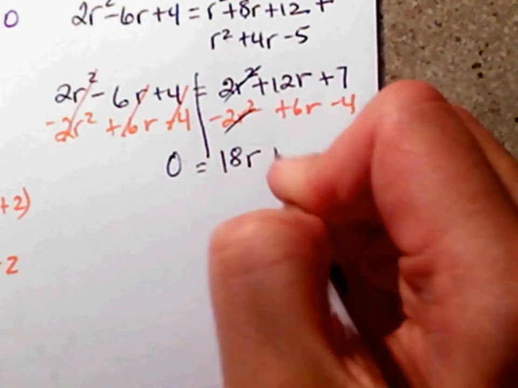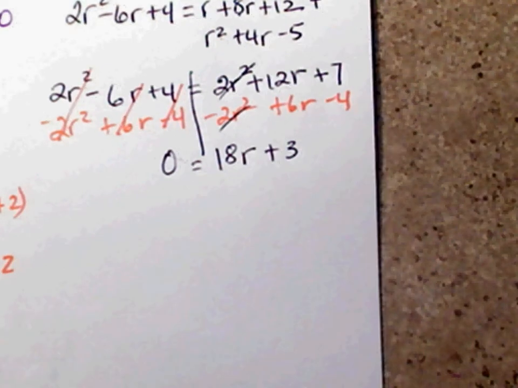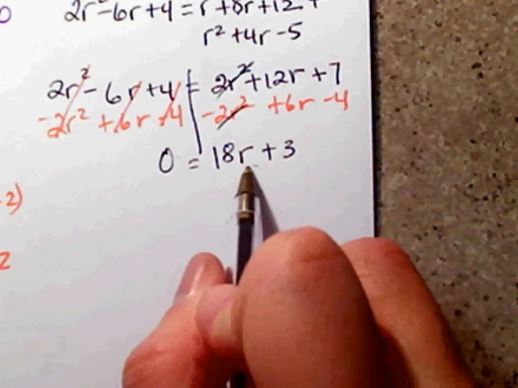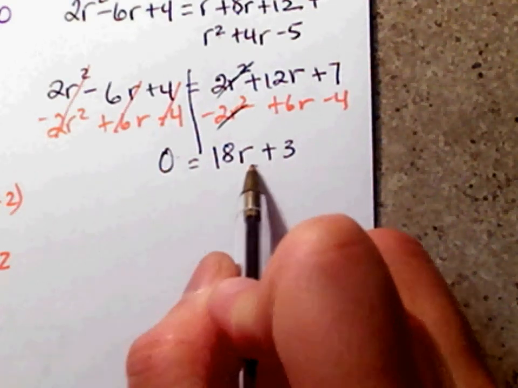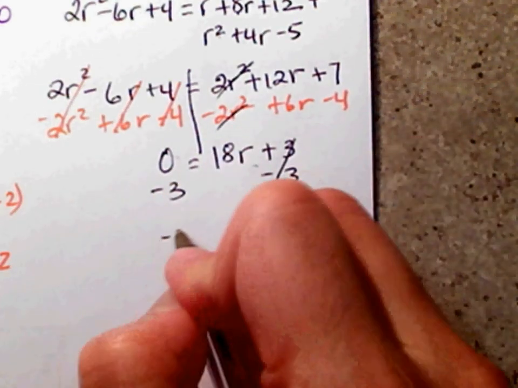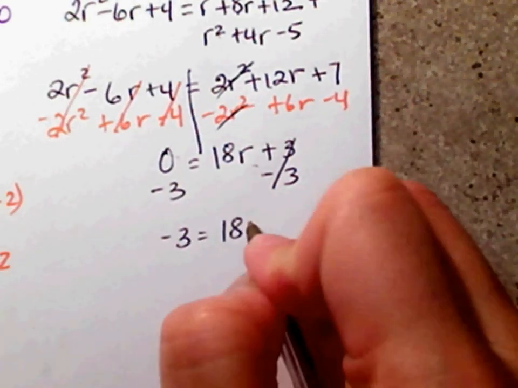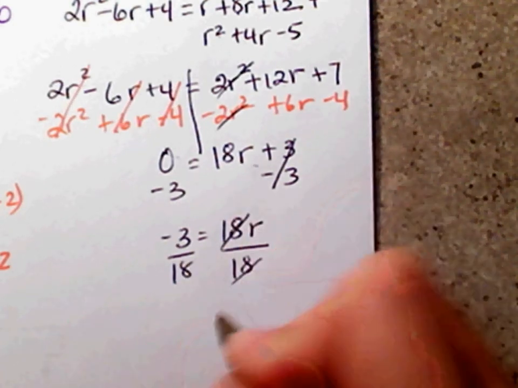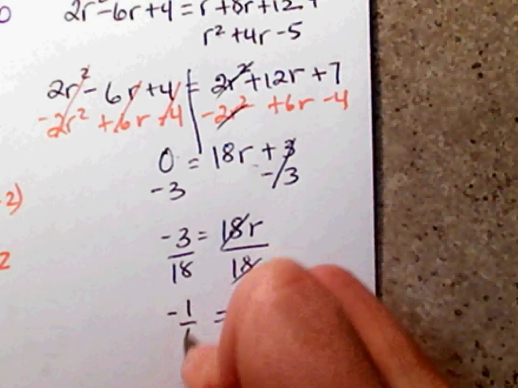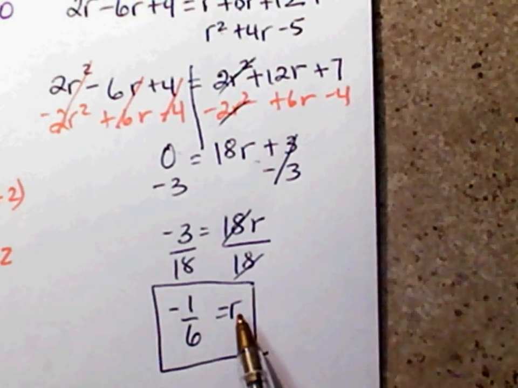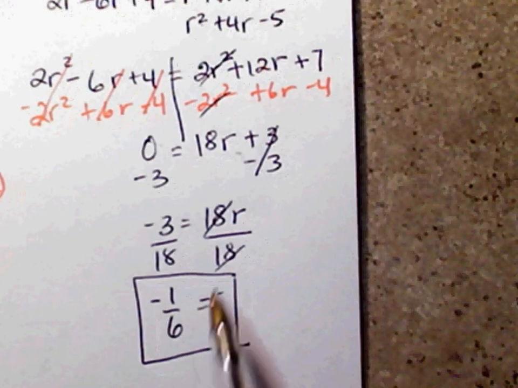Okay? Notice, it's already set equal to 0. Solve for r. Minus 3, minus 3. Negative 3 is equal to 18r. Divide by 18. r is equal to negative 1 over 6. Do you see how you only have one answer? You don't need to go and check for extraneous. And that's number 17.